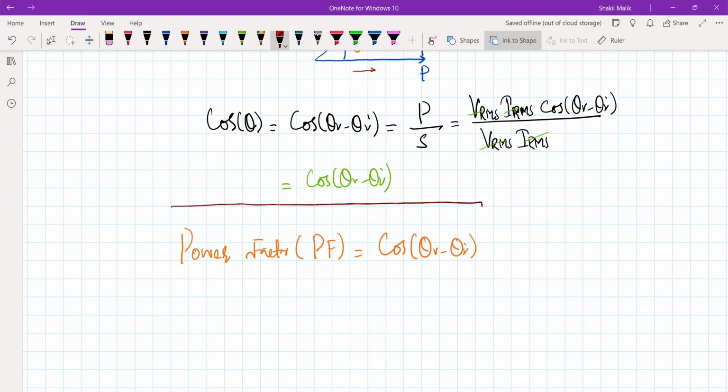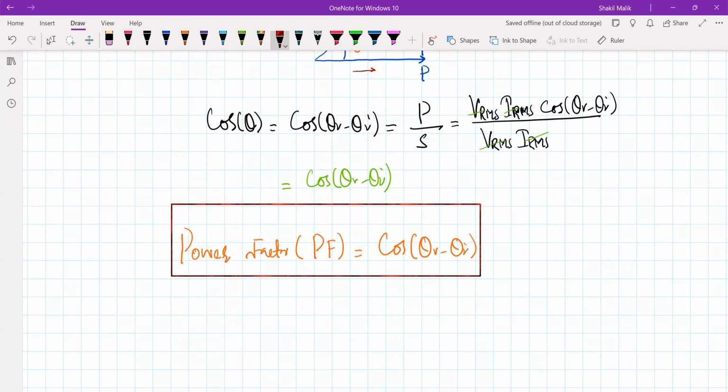Now, in the next session, we'll see what is the meaning of these terms, P, Q, S, and power factor, for different elements like resistance, inductor, and capacitor. All right. So let me end this session here. In the next session, we'll continue.